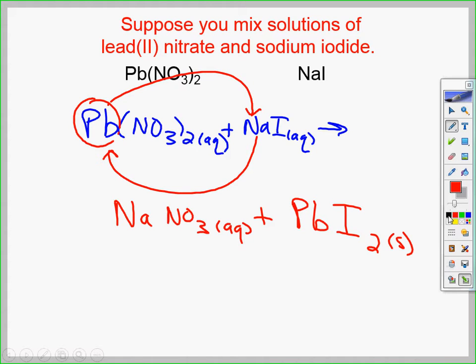I'll change colors to black. Gotta balance this. How many Pbs? How many nitrates? So I gotta have two over here. I just changed the amount of sodium. I put that there. Okay, I'm good. But I'm not done yet.